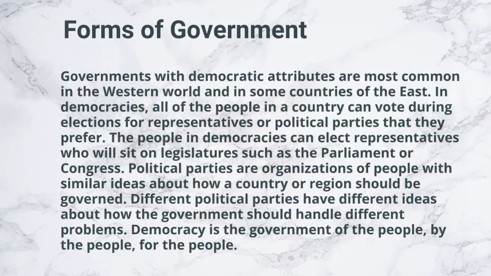Governments with democratic attributes are the most common in the Western world and in some countries of the East. In democracies, all of the people in a country can vote during elections for representatives or political parties that they prefer. The people in democracies can elect representatives who will sit on legislatures, such as the Parliament or Congress. Political parties are organizations of people with similar ideas about how a country or region should be governed. Different political parties have different ideas about how the government should handle different problems. Democracy is the government of the people, by the people, and for the people.